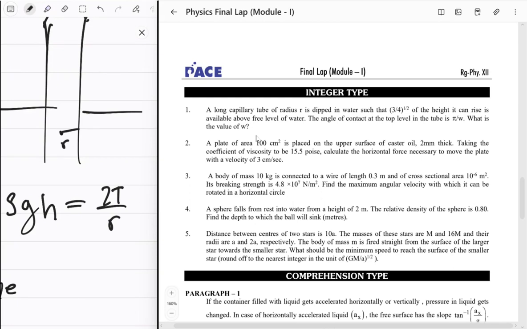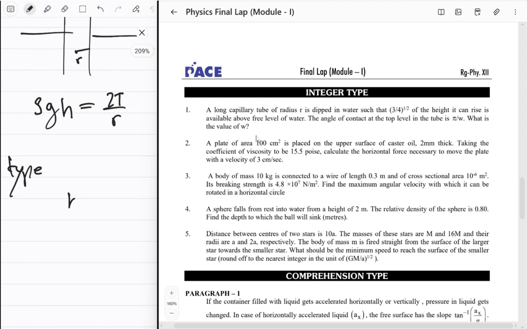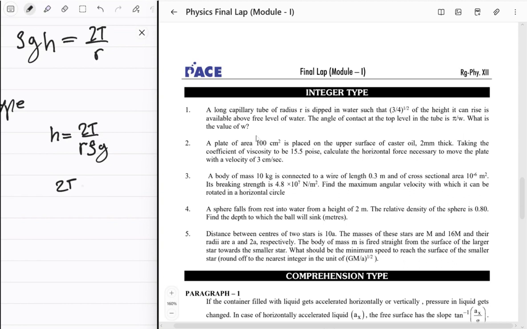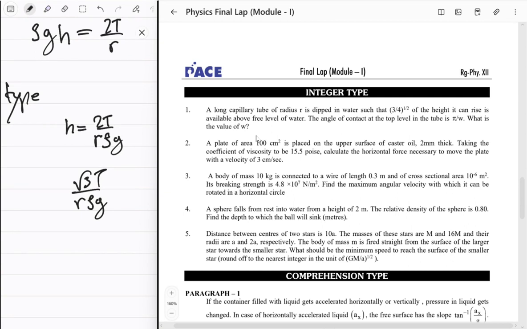Okay, so h is what? h is just 2T upon r rho g. So how much should we use? 2T times square root 3 upon 2, right? So it's going to be square root 3 T upon r rho g. That is our height basically, right? So rho g times that, that's just going to be square root 3 upon r times T. Right, it is this much less than atmospheric pressure.